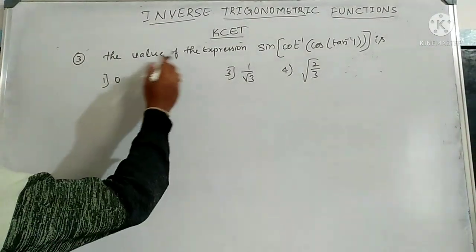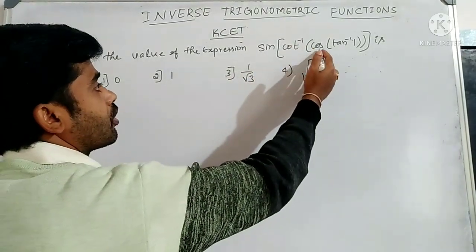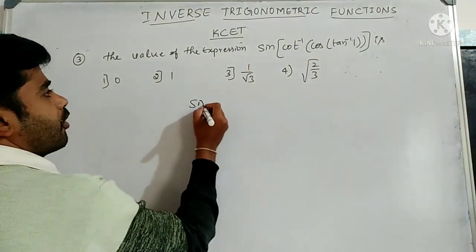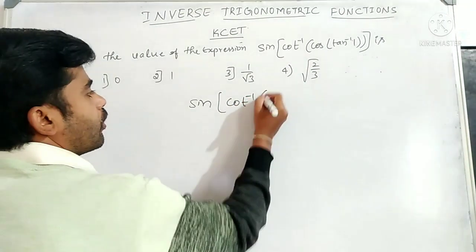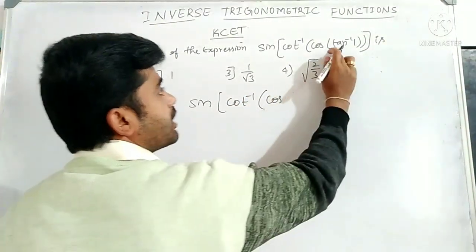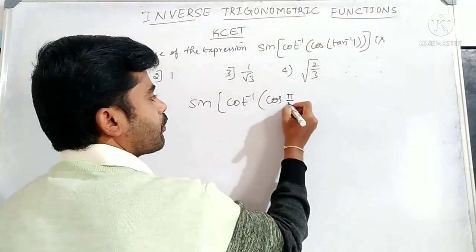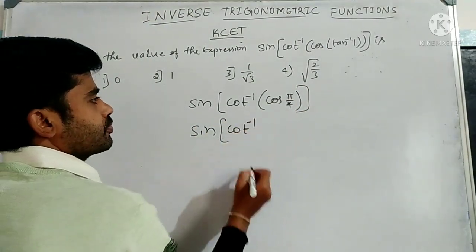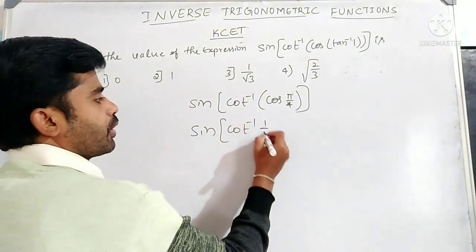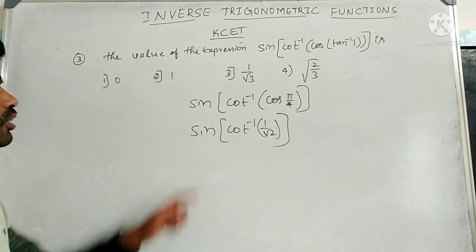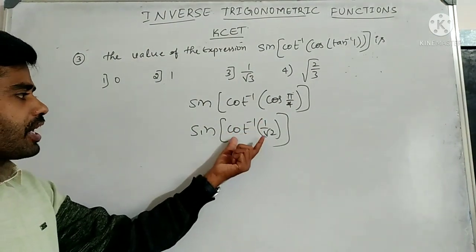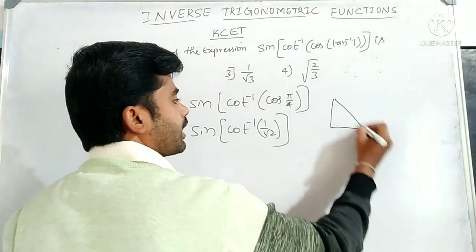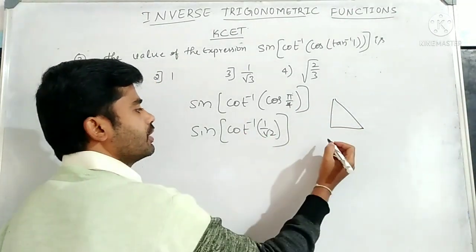The next one is: the value of the expression sine of cot inverse of cos of tan inverse 1 is what? They are asking. Tan inverse 1 is 45 degrees, pi by 4. Then sine of cot inverse of cos 45, whose value is 1 by root 2. Now sine of cot inverse 1 by root 2. I don't know the value of cot inverse of 1 by root 2, so I will take a right angle triangle. Cot inverse is nothing but which side?